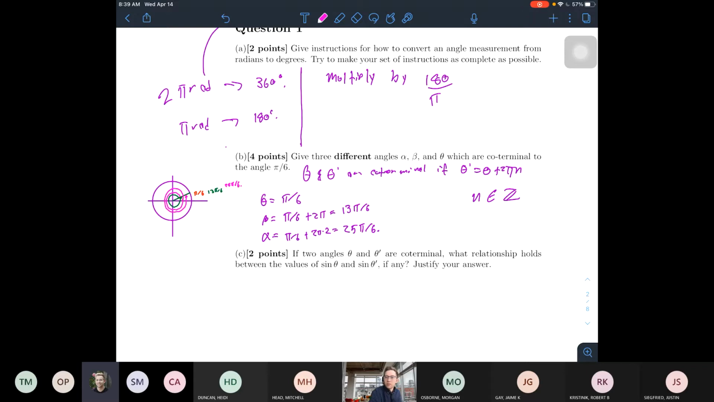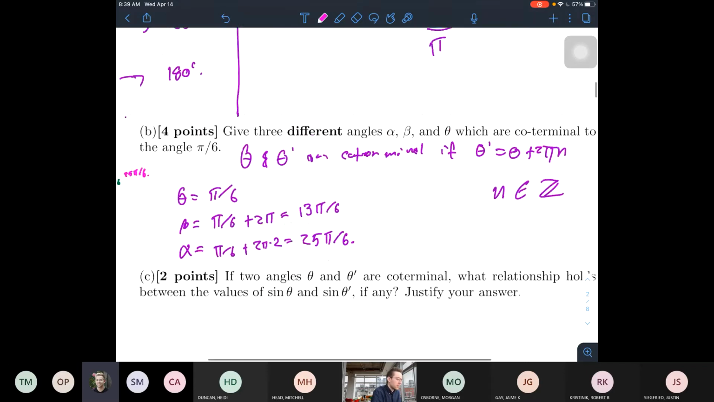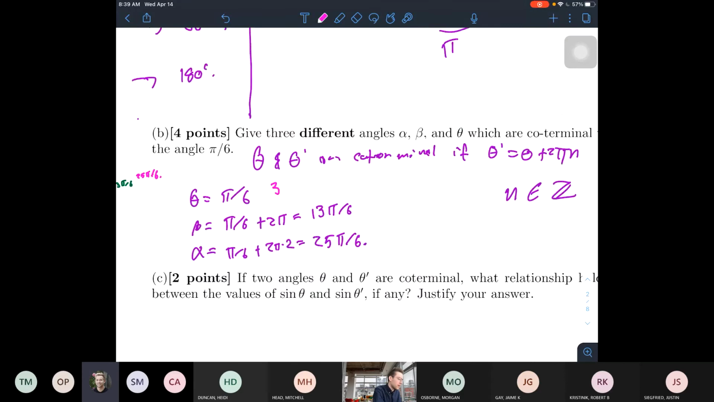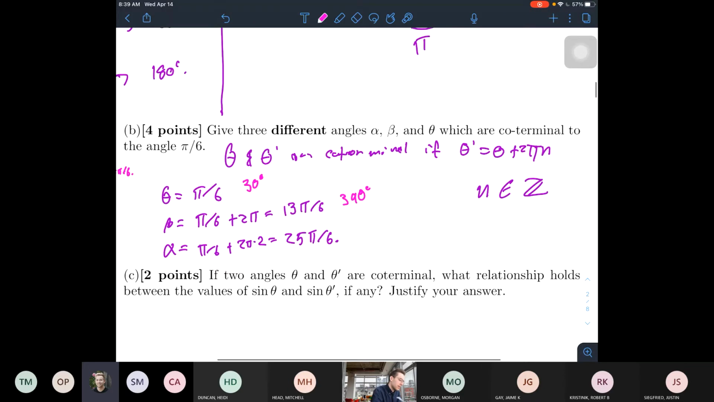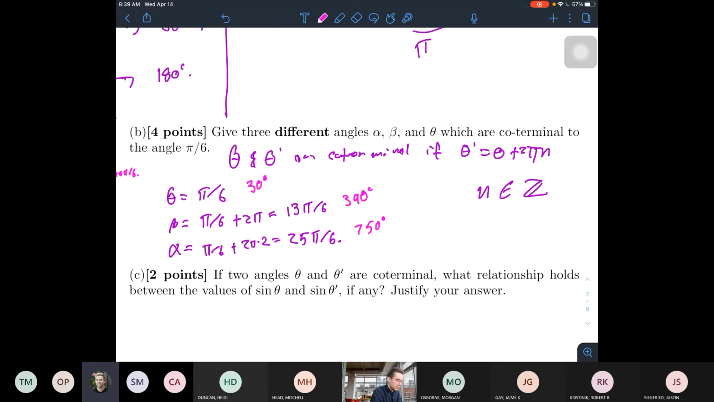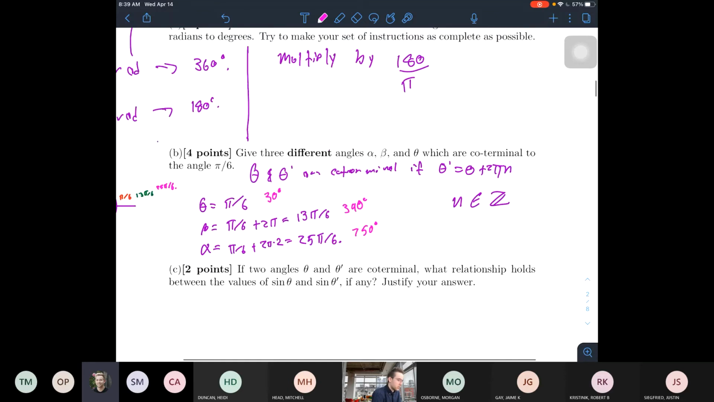For B, would it be okay if you wrote them out as degrees instead of radians? Absolutely. Perfectly fine if you write these as degrees. So this one would be 30 degrees, or this one would be 390 degrees. And then plus 360 would get us 750 degrees. Yeah, perfectly fine. If you want to express your angles using degrees or radians, they're the same thing.